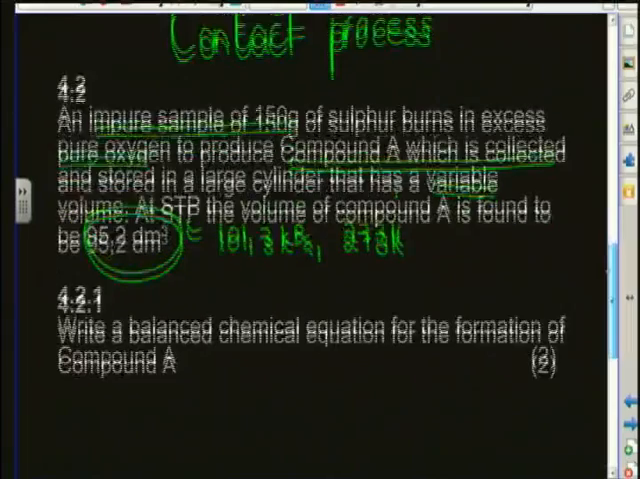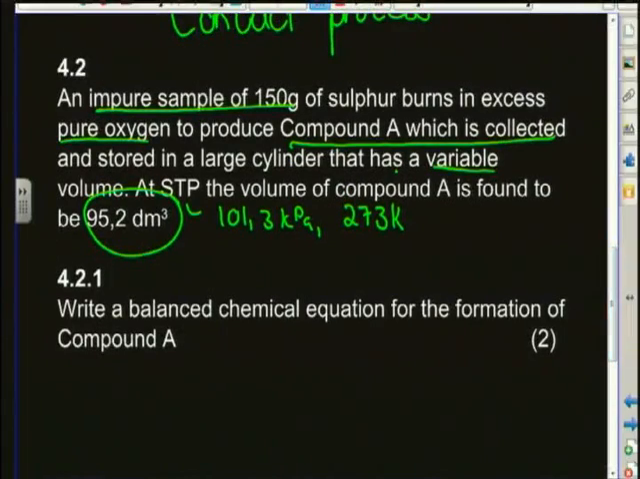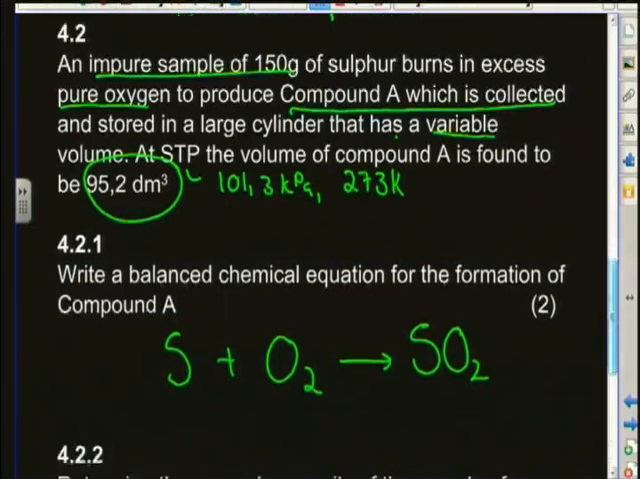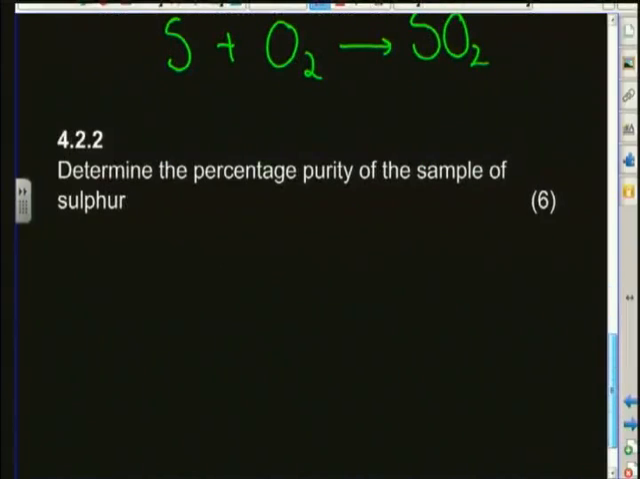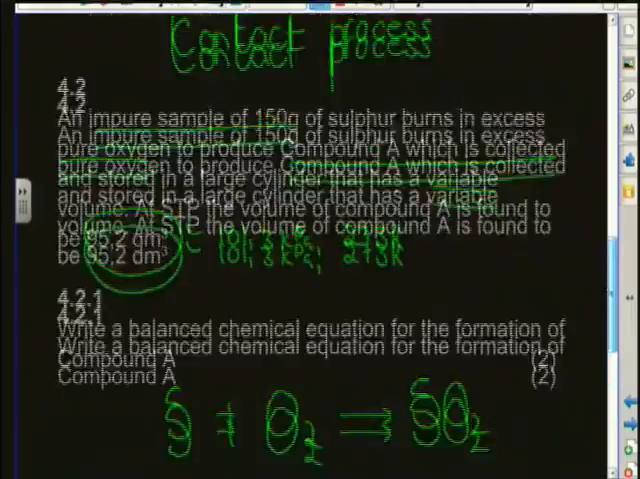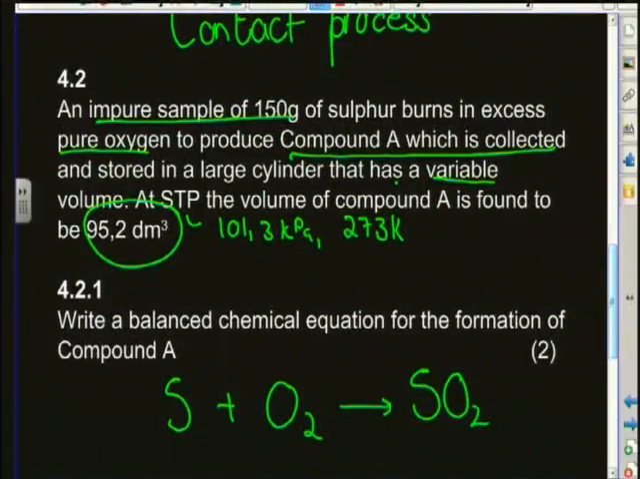So now what do they say to us? Write a balanced chemical equation for the formation of compound A. Well, that's sulfur plus oxygen gives me sulfur dioxide. Very happy. Now, determine the percentage purity of the sample. So sulfur plus oxygen. They said 150 grams of sulfur burns in excess oxygen, so the oxygen is not important.